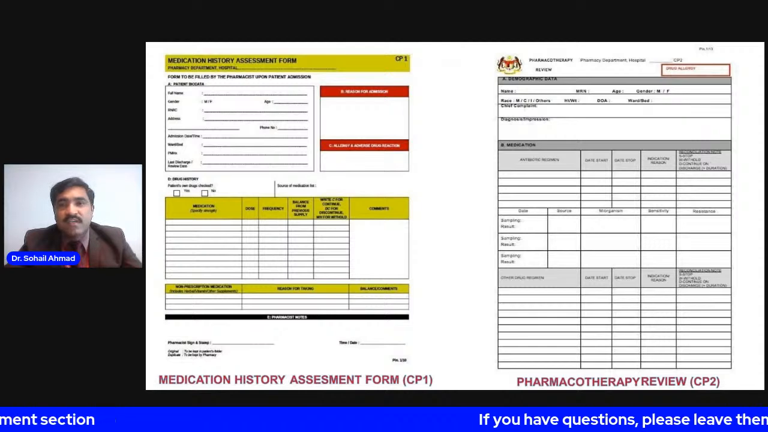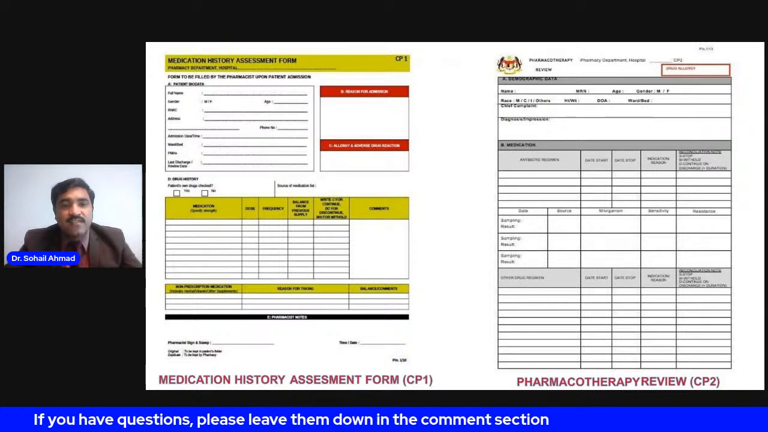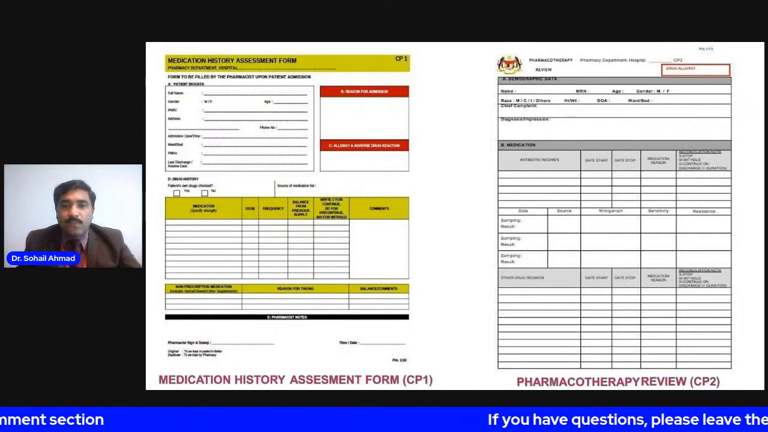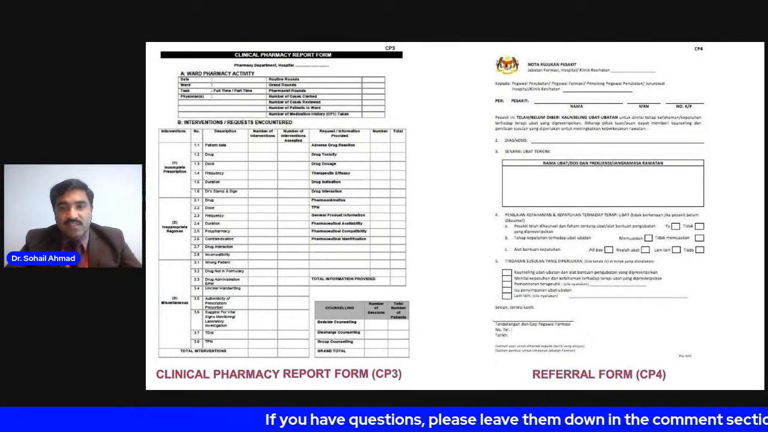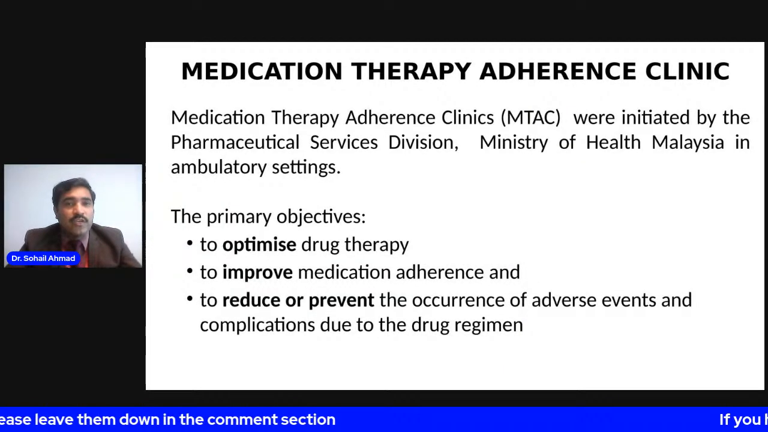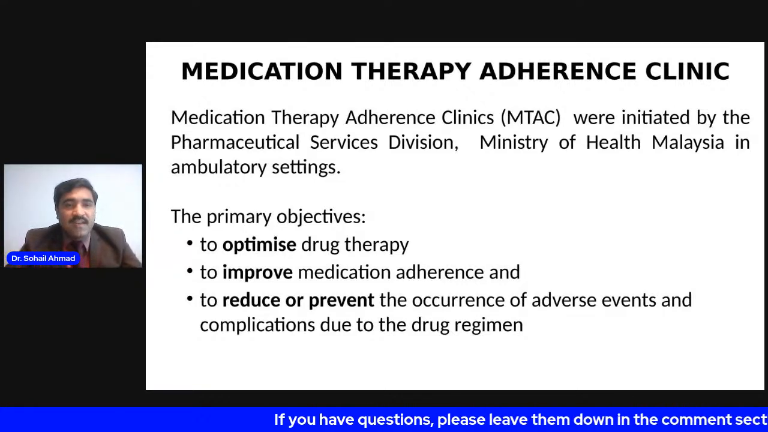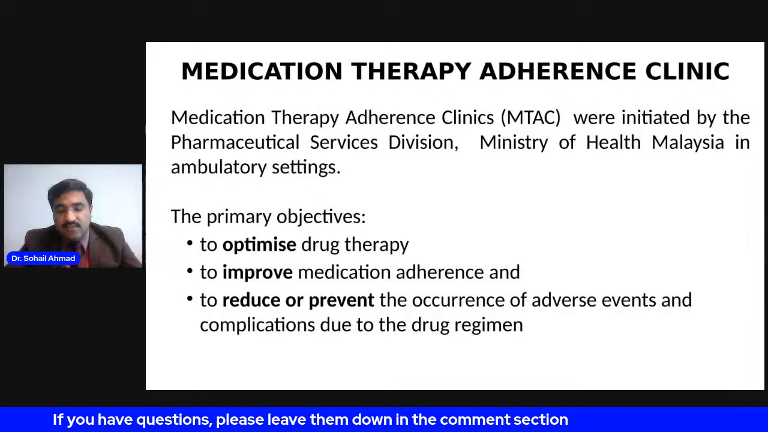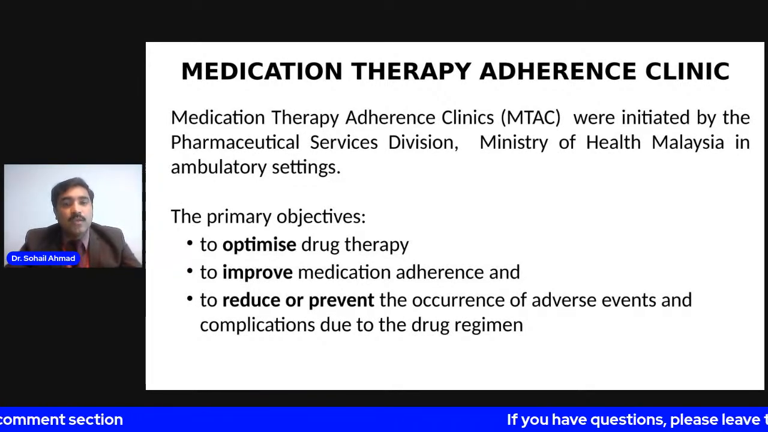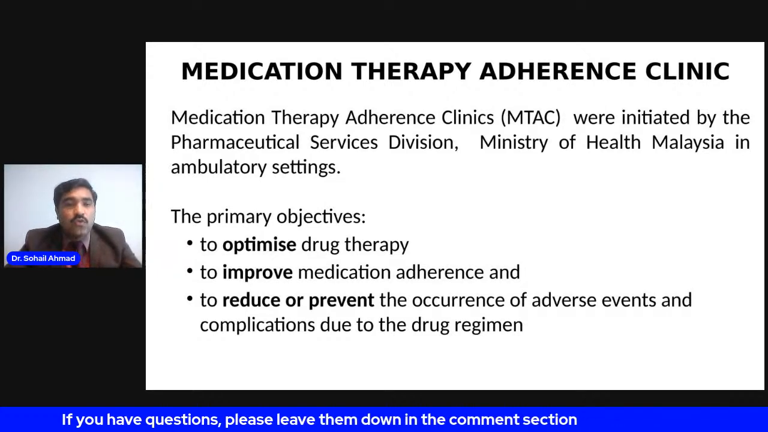So they use certain types of clinical pharmacy forms abbreviated as CP forms. We have the CP1 form, used for medication history assessment, then the CP2 form, the pharmacotherapy review form, CP3 is the clinical pharmacy report form, CP4 is the referral form, and then this is very unique to the Malaysian healthcare setting, where they have the medication therapy adherence clinic, commonly known as MTAC. This clinic is directly under the supervision of pharmacists, and the primary objective is to optimize drug therapy, to improve medication adherence, and to reduce or prevent the occurrence of adverse events and complications due to the drug regimen.